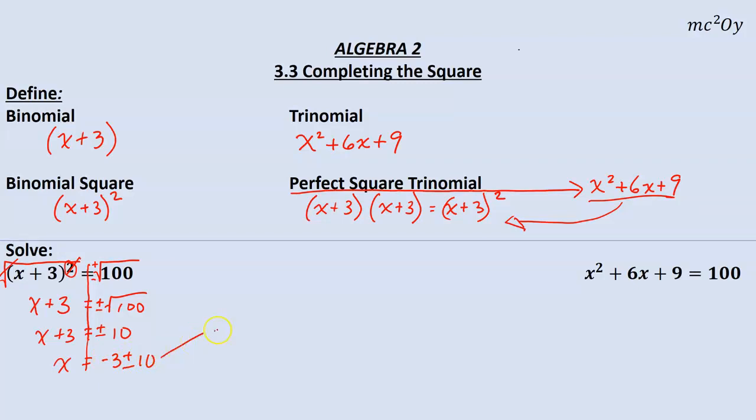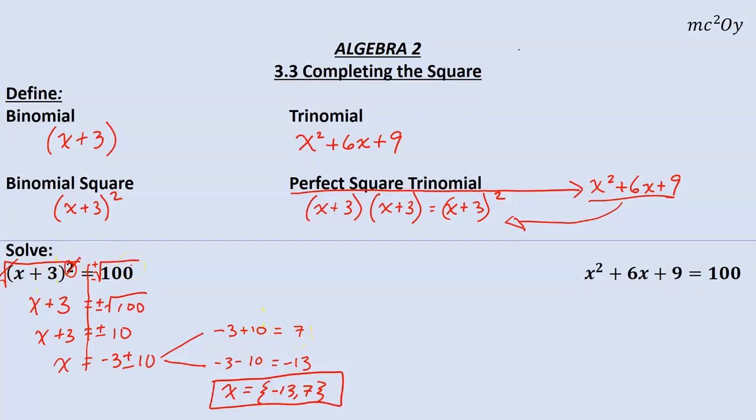And really, that means I have negative 3 plus 10. That's the plus part. And I have negative 3 minus 10. So one solution is 7. The other solution is negative 13. So x equals negative 13 and 7. I put it in set notation because there's more than one solution there. That means if I put negative 13 into my original equation, negative 13 plus 3 is negative 10, squared is 100. If I put 7 in, 7 plus 3 is 10, squared is 100.